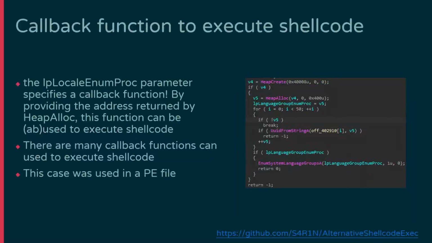There are many alternative ways to utilize the callback function. For example, in new system language group, in this case, we'll take the address returned by heap_alloc, and it will execute the shellcode.